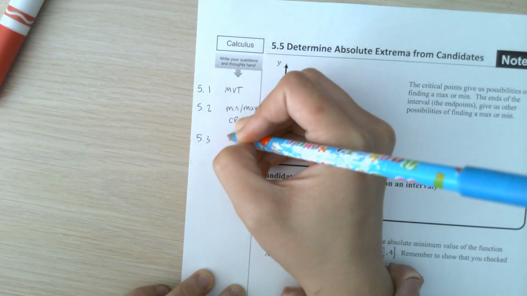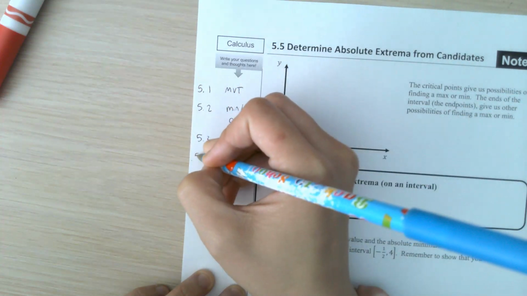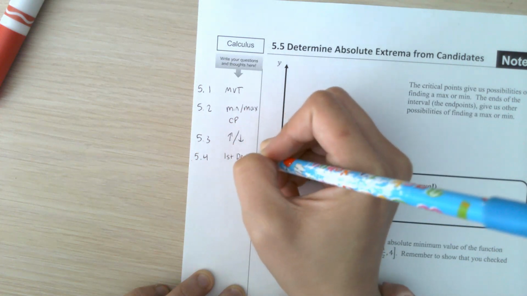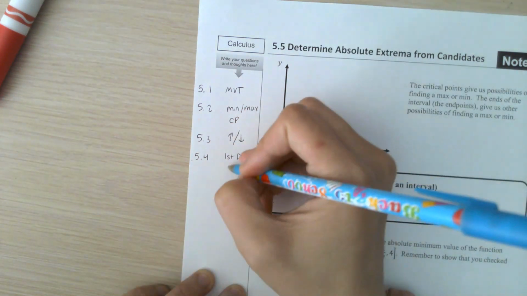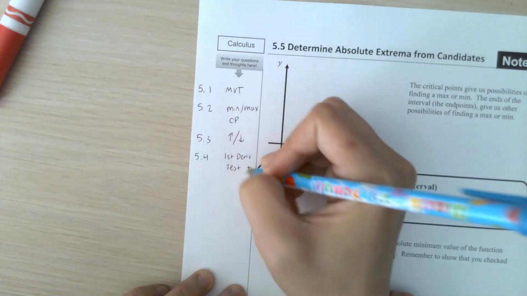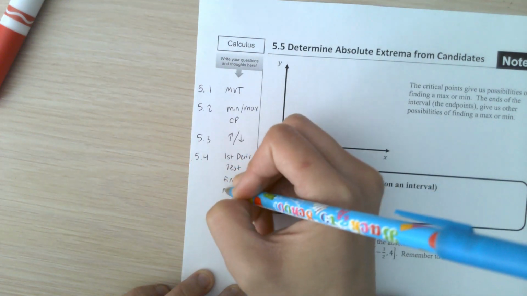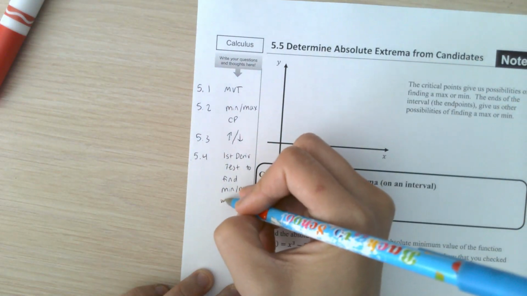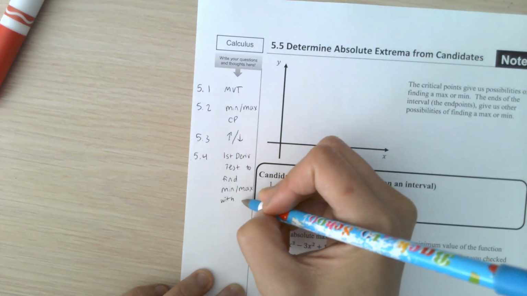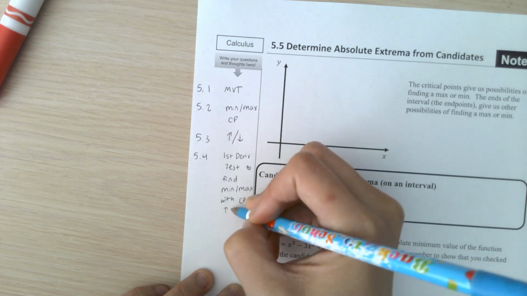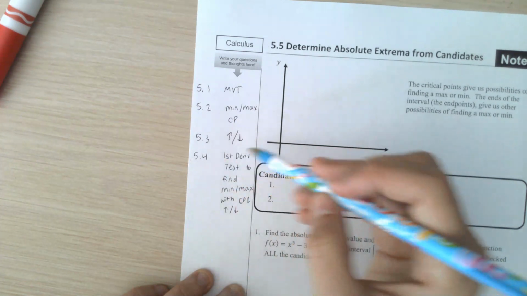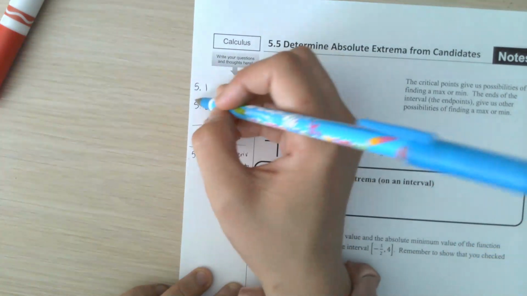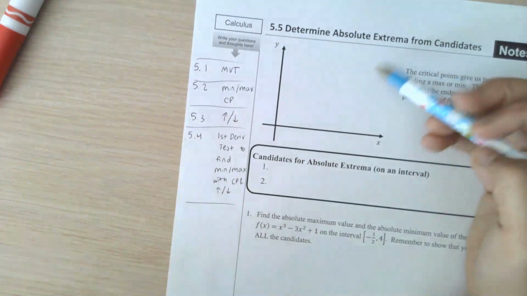5.3 was increasing and decreasing intervals. 5.4 was the first derivative. Just going to write derivative test to find mins and maxes with CP and increasing, decreasing, right? So 5.4 was like a combo of 5.2 and 5.3. And now we have 5.5, which is finding absolute.